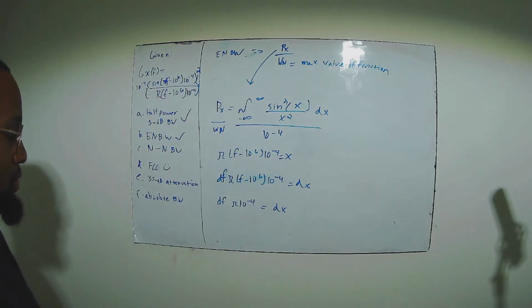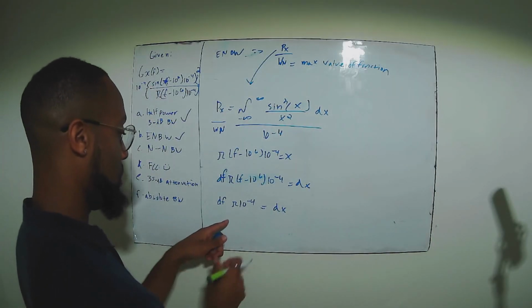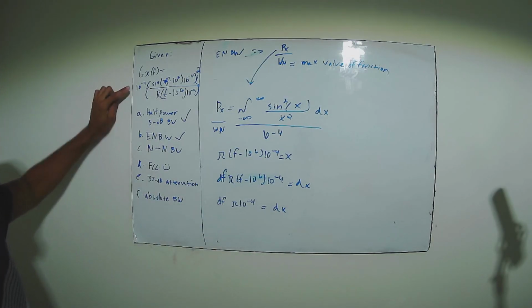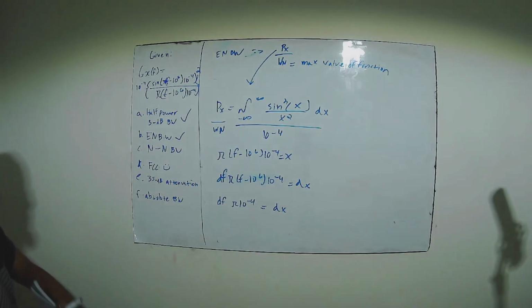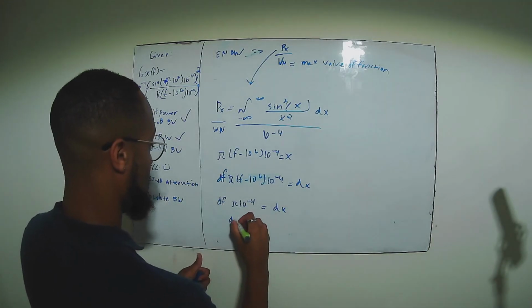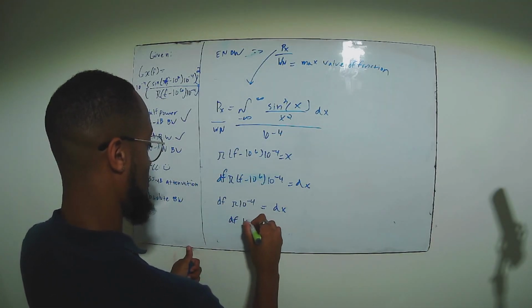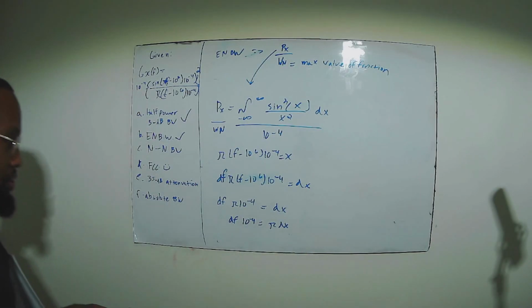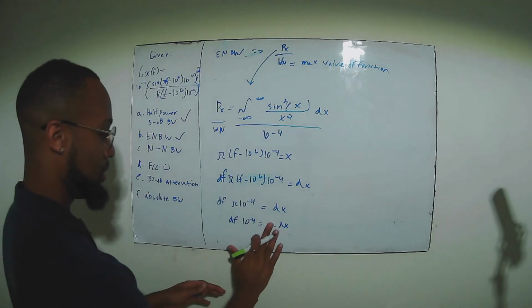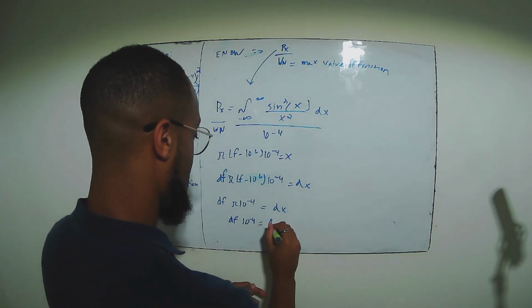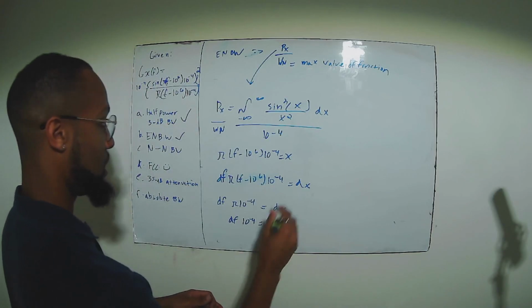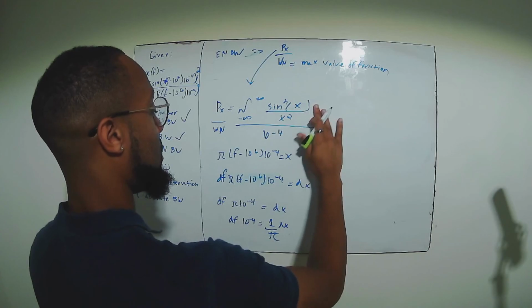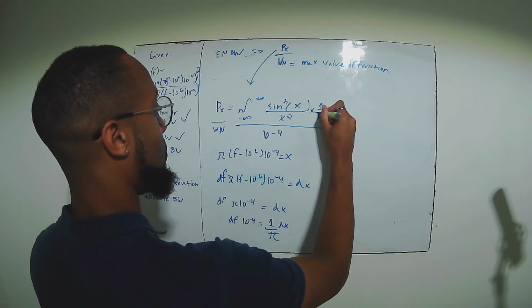Okay, so we have to replace this with our function. In the original function, we do have a 10 to the minus 4, which is found here, but we don't have a pi, so we have to divide by pi on both sides. What we end up with is df 10 to the minus 4 equals dx divided by pi, so 1 over pi dx. And when we go up here, we have to substitute in times 1 over pi dx.